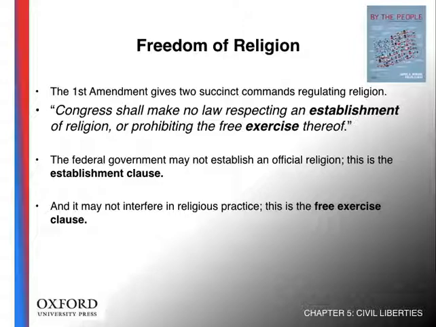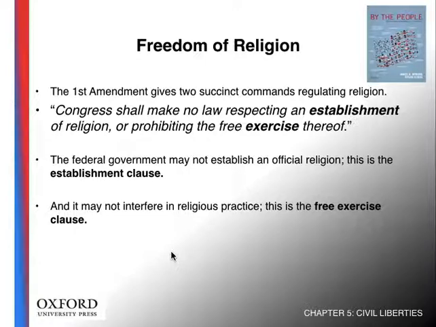The First Amendment gives us a freedom of religion in two succinct commands regulating religion. The first one is that Congress shall make no law respecting an establishment of religion. That's called the Establishment Clause. The federal government may not establish an official religion. So you need to know that this is the Establishment Clause. The second part of it is Congress shall make no law prohibiting the free exercise thereof. It may not interfere with the religious practice. That is the Free Exercise Clause.